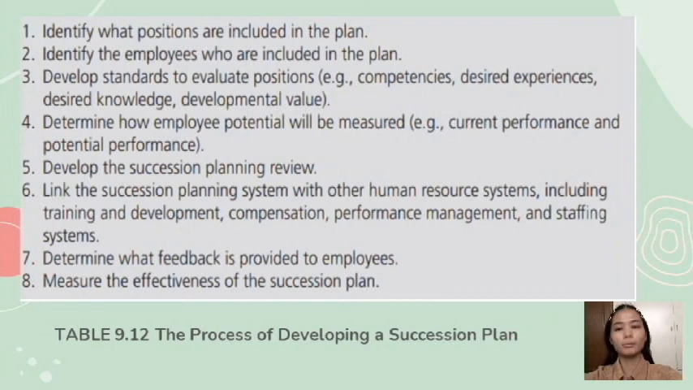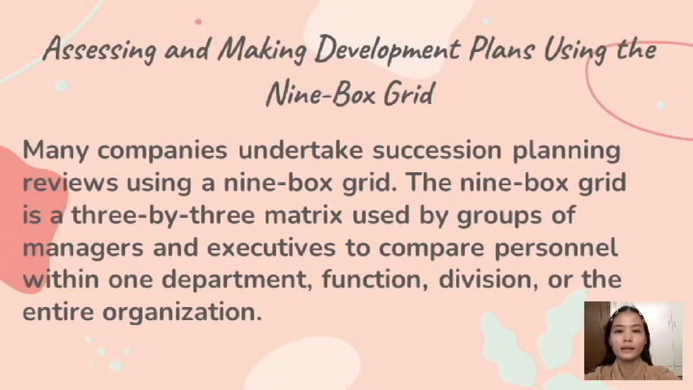Seventh step is that employees should be given feedback on potential future moves, expected career trajectories, and growth goals and experiences. Eighth and last step is that the succession planning process must be assessed. This includes selecting and assessing relevant results outcomes, such as reduced time to fill manager's position and increased usage of internal promotions, as well as collecting measures of employee and management satisfaction with the process, assessing and making development plans using the 9-box grid. Many companies undertake succession planning reviews using a 9-box grid.